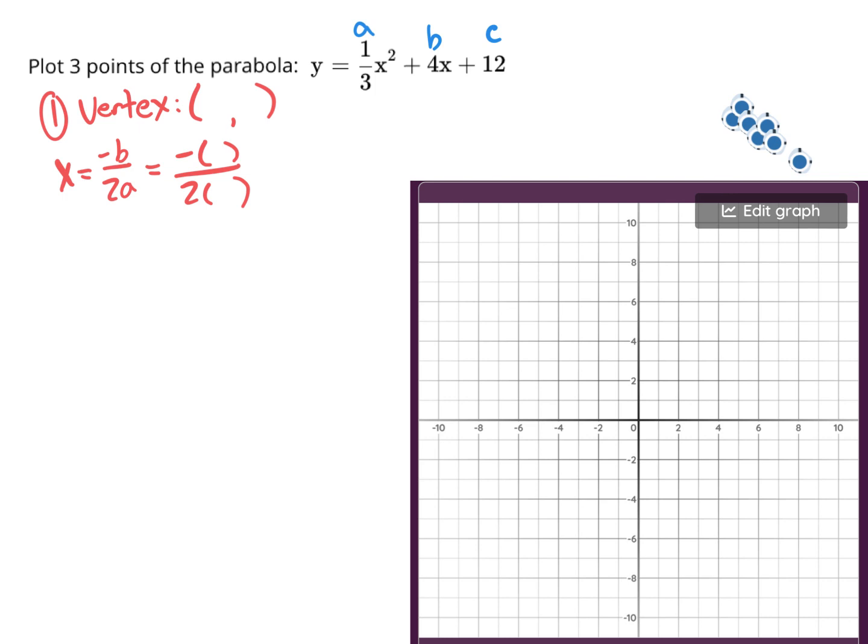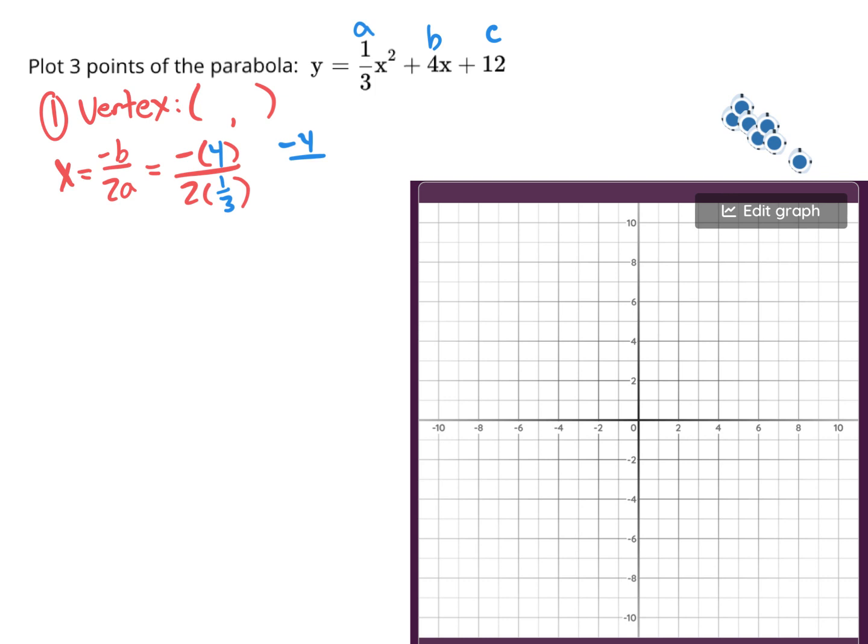And obviously the C value of 12 you're not using on the formula. It doesn't have any C values. So let's plug in the B value of 4 and the A value of 1/3. Okay. So this is really, really ugly, but let's go with it. We have on top a -4, and on the bottom we have 2 times 1/3.